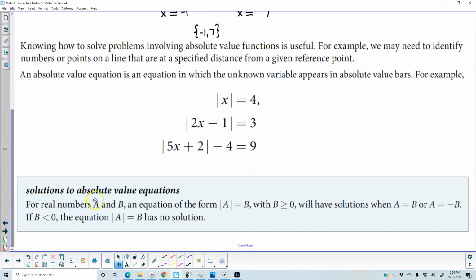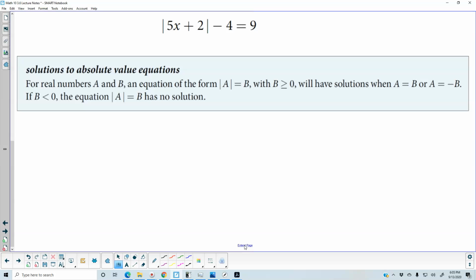Now, solutions to absolute value equations. For real numbers a and b, an equation of the form the absolute value of a equals b, with b being greater than or equal to 0, will have solutions when a is equal to positive b or a is equal to negative b. Now, if b is less than or equal to 0, then the equation absolute value of a equals b has no solution. So let's take a look at this scenario and why that would be.